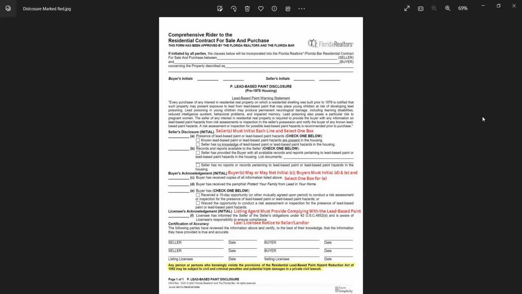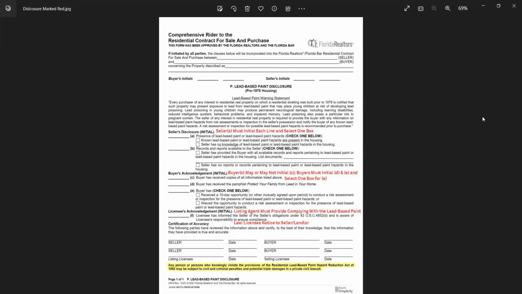Even if that is not a part of the listing paperwork, it is your responsibility as the selling agent to provide that information to your customer. So make sure that the buyer is receiving the pamphlet, Protect Your Family from Lead in Your Home. And you can print that for them or send it to them via email. And then they will initial on line D that, yes, in fact, they have received that pamphlet.